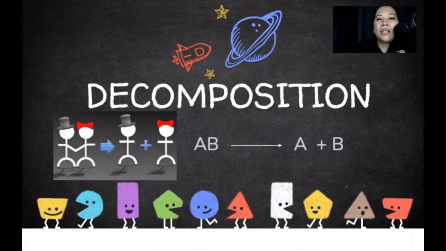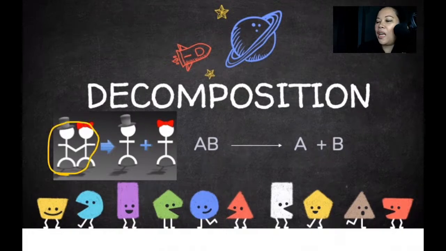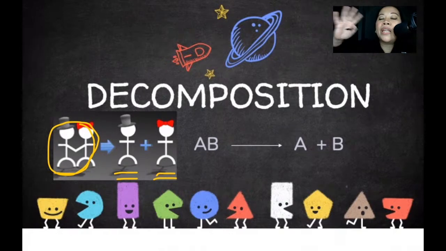The next type of reaction is what we call decomposition. Now decomposition is the opposite of synthesis. If synthesis is getting together, decomposition is breaking up. Okay, they break up, they broke up. So they are together and then they don't like each other anymore. They split into individual. So remember, decompose. Decomposition means breaking up. Synthesis means getting together.